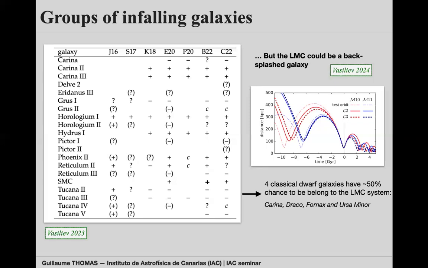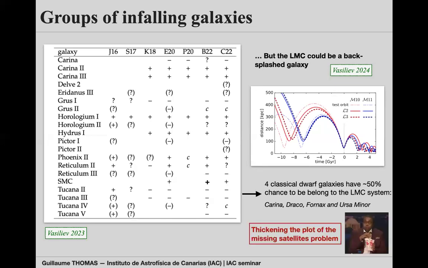And also that means that, on the other side, the Milky Way doesn't have enough dwarf galaxies around it compared to what we think in the standard cosmological model. So this, if it is the case, is thickening the plot of the missing satellites in the Milky Way, or on the other side, having too many satellites in the LMC.